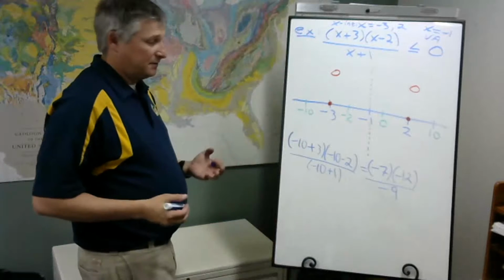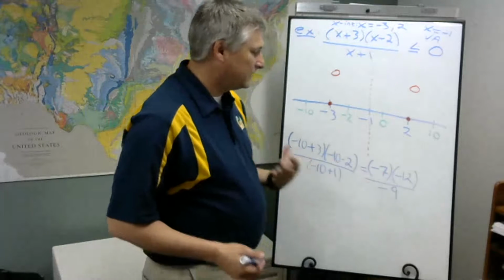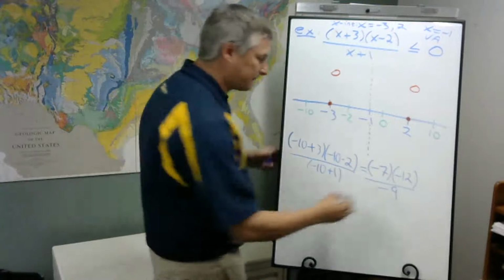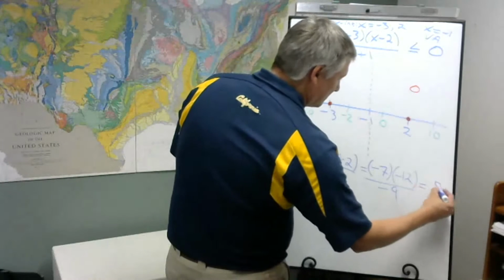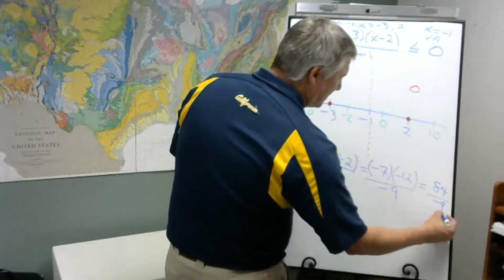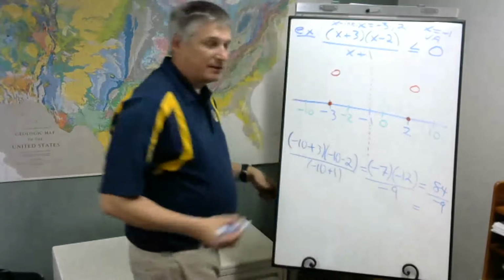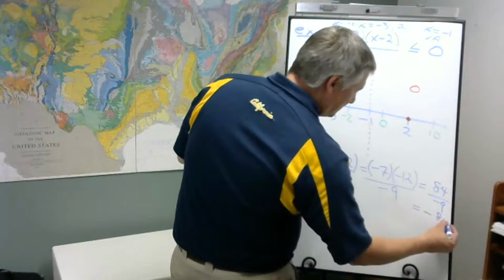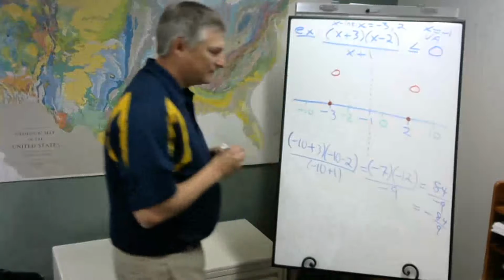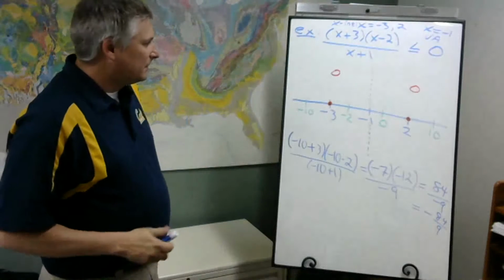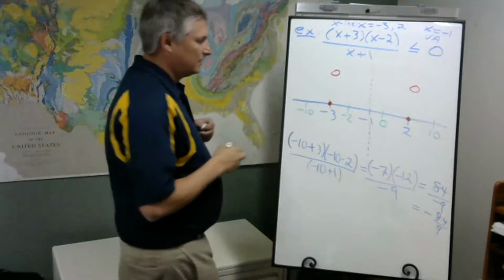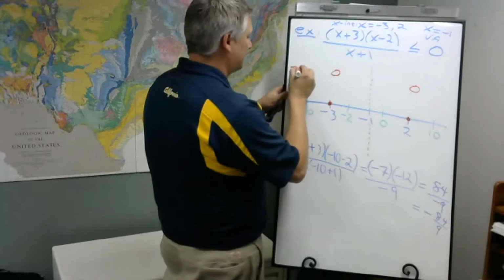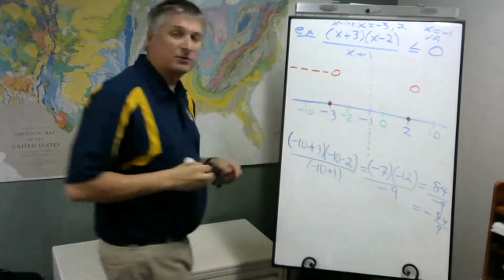So the key thing is going to be the sign. Now we got 7 times 12 is 84. Negative times negative is positive. So we get positive 84 divided by -9. So positive divided by negative is, well, negative. So you get -84/9. So that means to the left of -3, our function is going to be negative.